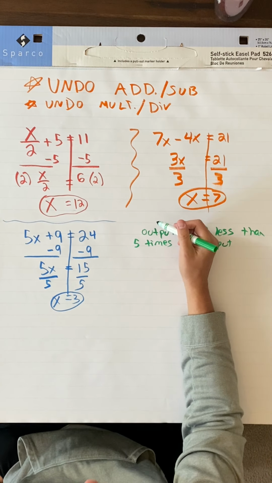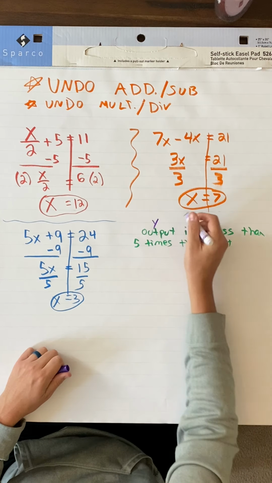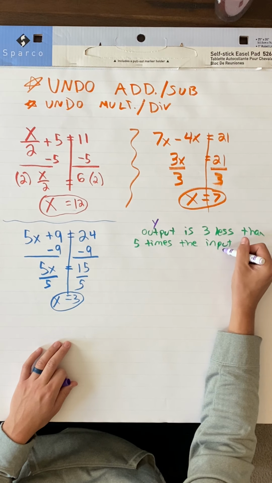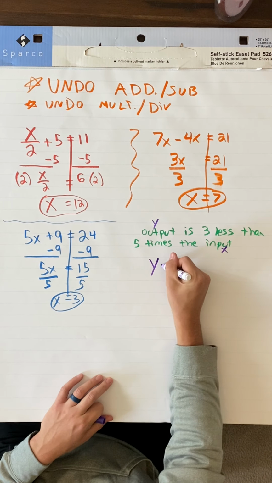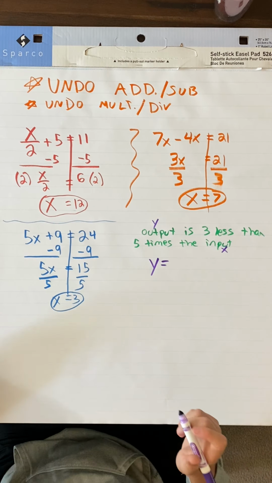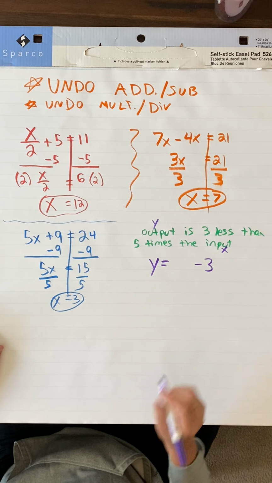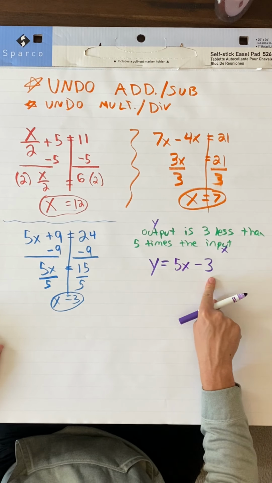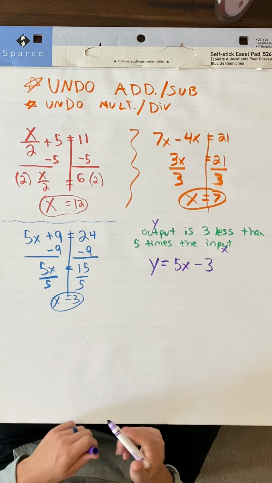So let's see this. The output means y. So it's saying y is 3 less than 5 times the input. So the input would be x. So when it says the output is, we're going to say y is, that means y equals. The output is 3 less, so that means it's going to be something minus 3, than 5 times the input. 5 times the input would be 5x. 3 less than 5x. So there's our problem here.